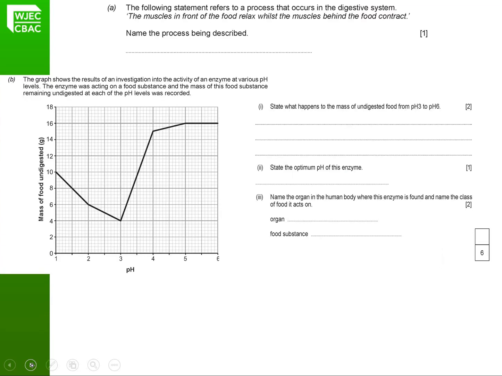Our last question then. The following statement refers to a process that occurs in the digestive system. The muscles in front of the food relax while the muscles behind the food contract. Name the process being described. You should know that this is peristalsis.